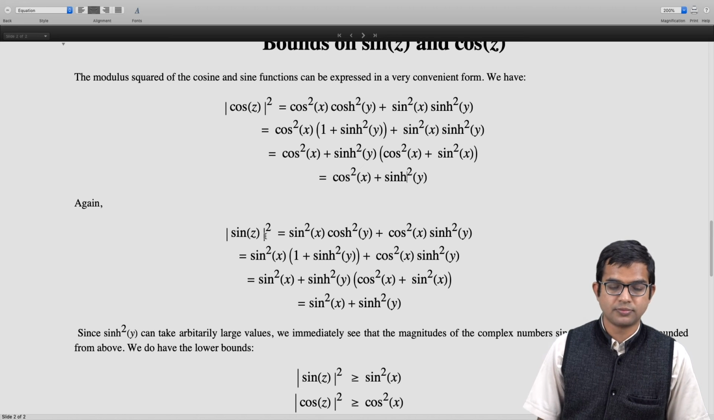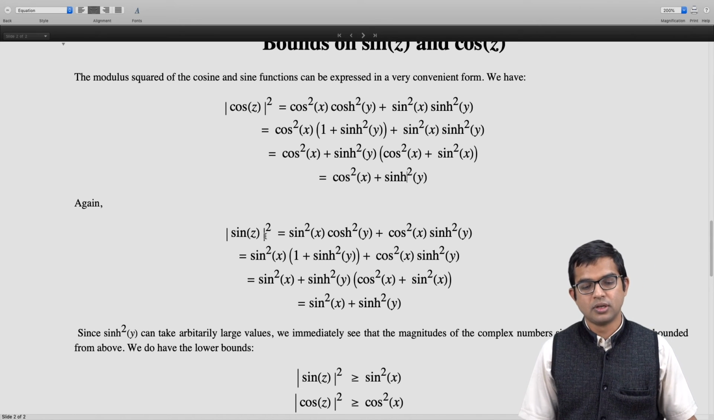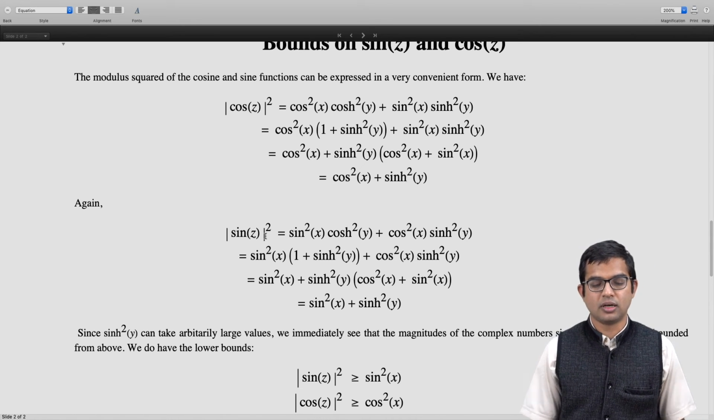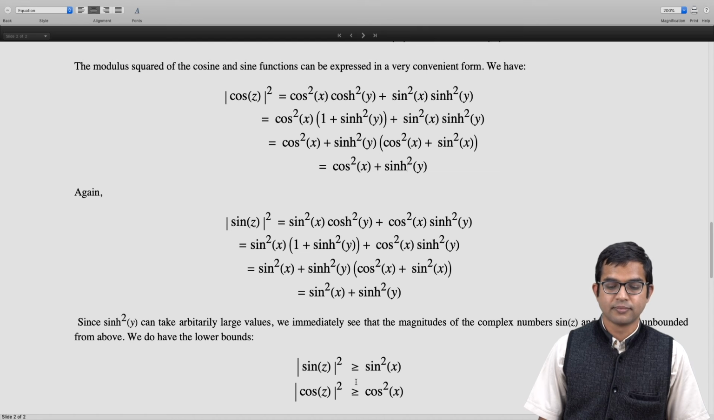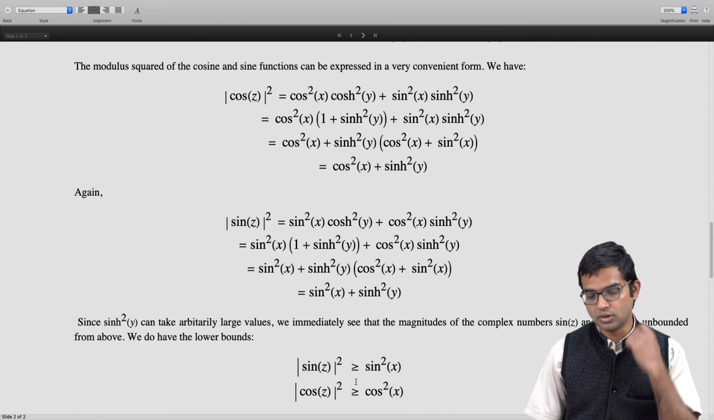After all, mod of cosine of z squared and mod of sine of z squared is seen to be the sum of two squares. Therefore, mod of sine z squared is greater than or equal to sine squared of x, and mod of cosine z squared is greater than or equal to cos squared x. Sometimes these inequalities are useful to put these kinds of lower bounds.